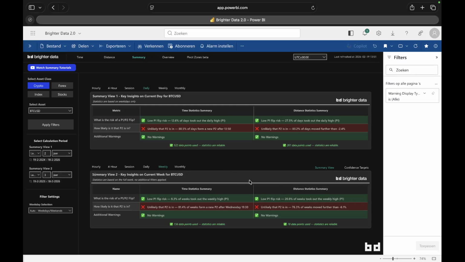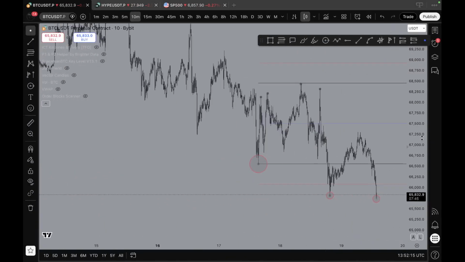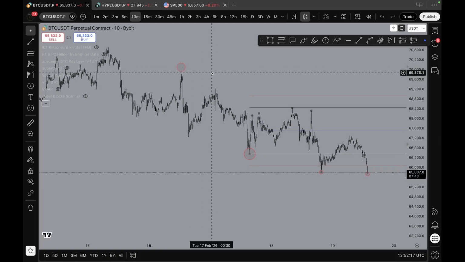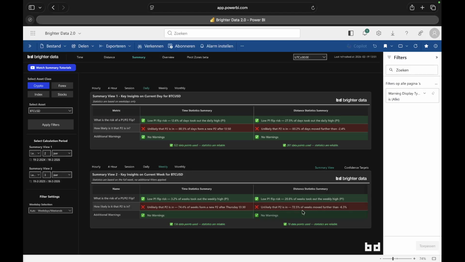Let them update. And then we can see 3% of the weeks took out the weekly high. So based on timing, because we have the weekly high on Monday and the weekly P2 on Thursday, only 3% of the weeks would now make a full reversal back to the weekly high. So that's a really low probability. And then based on distance statistics, 21% of the weeks will take out the weekly high.